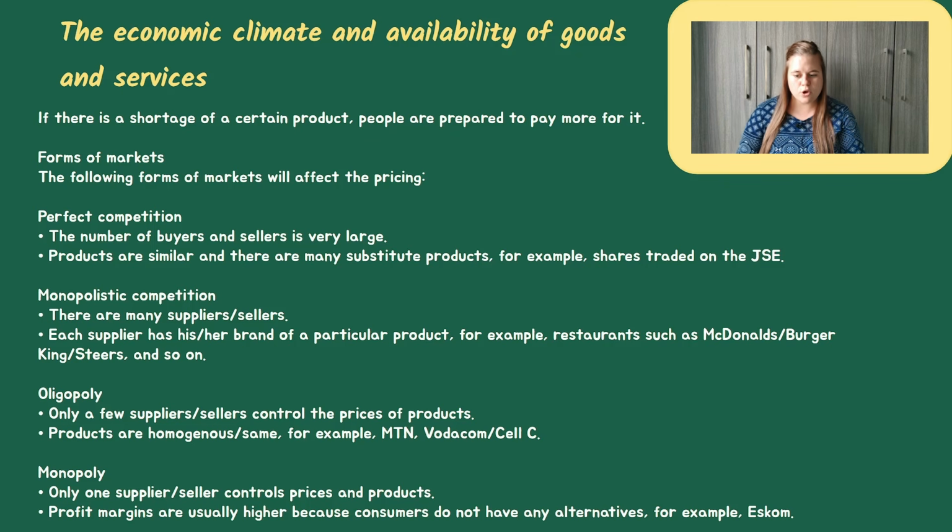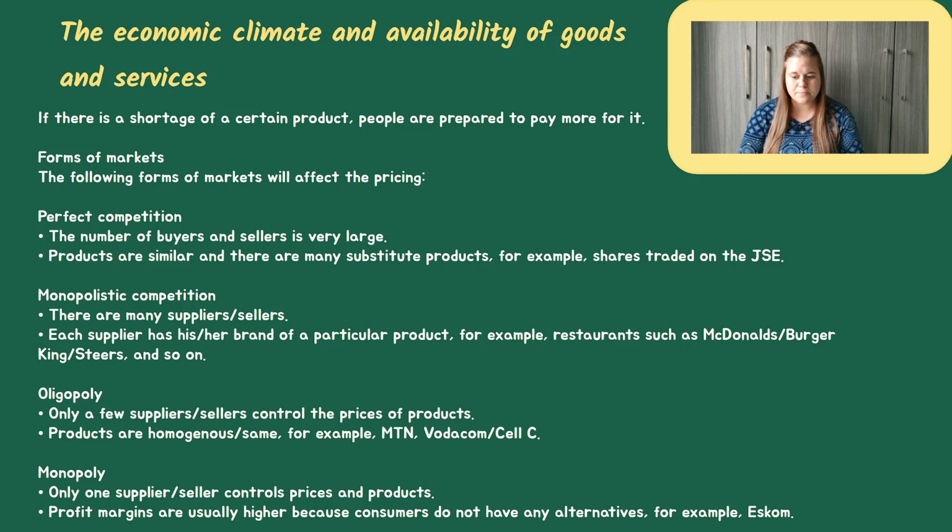Perfect competition means the number of buyers and sellers is large. Products are similar. There are many substitutes. So for example, if we are buying shares on the JSE, there are many buyers, many sellers, and many different shares that we can purchase. Monopolistic competition: there are many suppliers and sellers. Each supplier will have a particular brand or product. So restaurants like McDonald's, Burger King, and Steers. There are many different suppliers.